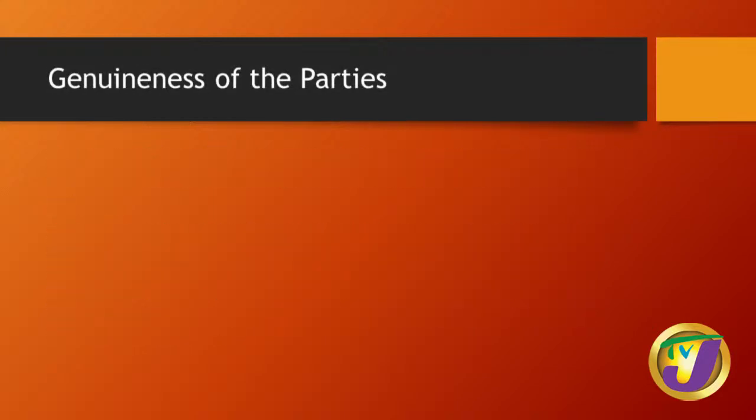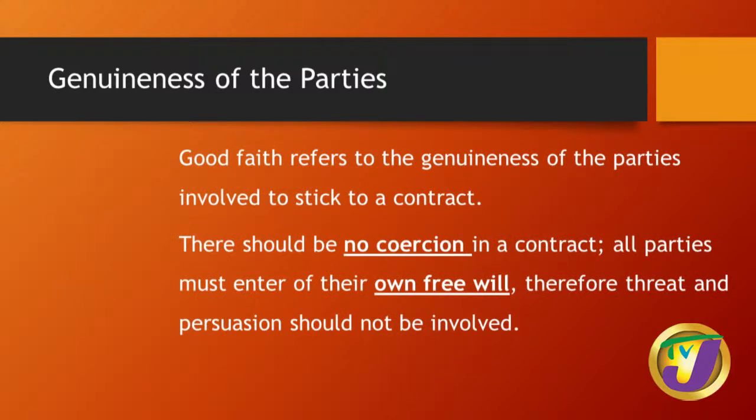Okay, we also have genuineness of the parties, and this is also referred to as good faith. Now, good faith involves no coercion, and all persons who enter into the contract must do so at their own free will. People should not be forced to enter into contracts. There should be no coercion in a contract, and all parties must enter at their own free will. Therefore, threat and persuasion should not be involved. And the genuineness of the parties, I think, is our final element of a simple contract.